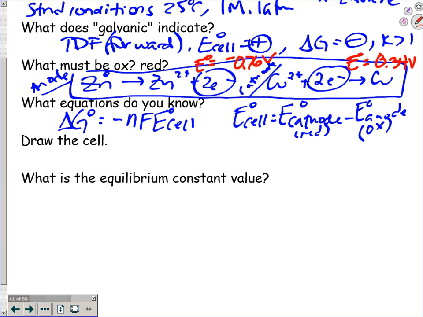Once you find delta G, find the equilibrium constant value. Double check your sign. Do you know if this should be positive or negative?